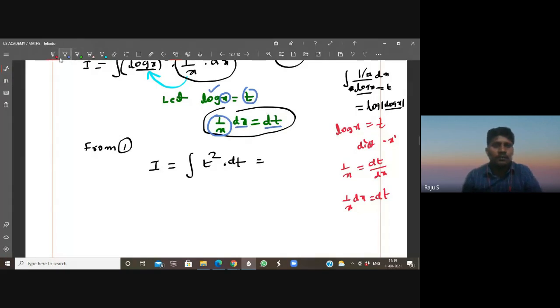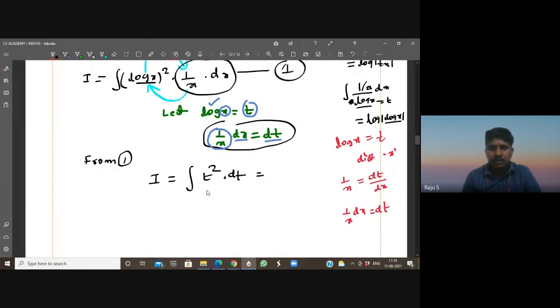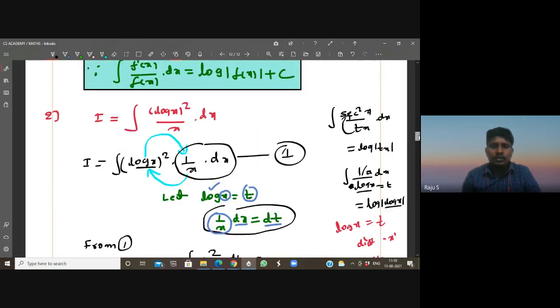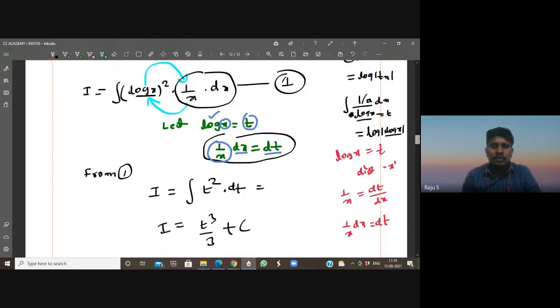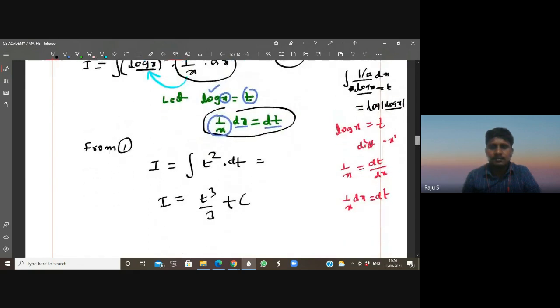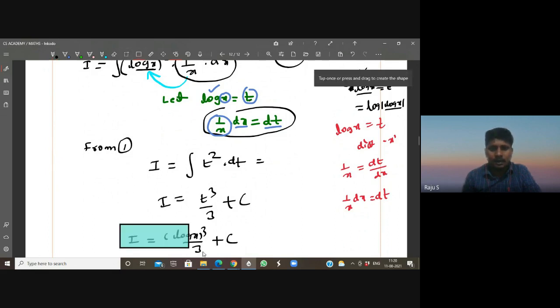So now, from equation 1, it is the integral of t square dt. T square is in the form of x square, and the integral of x square is x cubed by 3 plus c. Here the variable is t, so t cube by 3 plus c. But I told you very clearly the answer should be in terms of x. What is t at last? You have to replace it. I is equal to log x whole cube by 3 plus c. This is the answer.